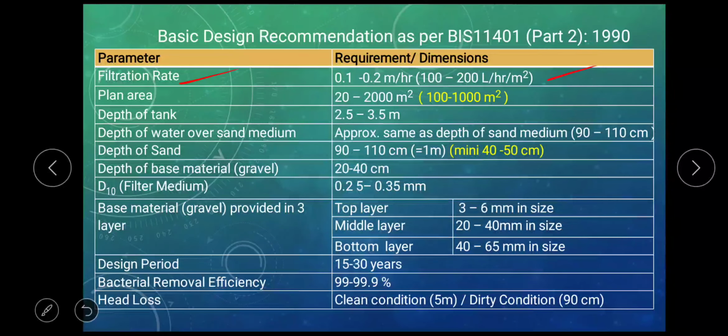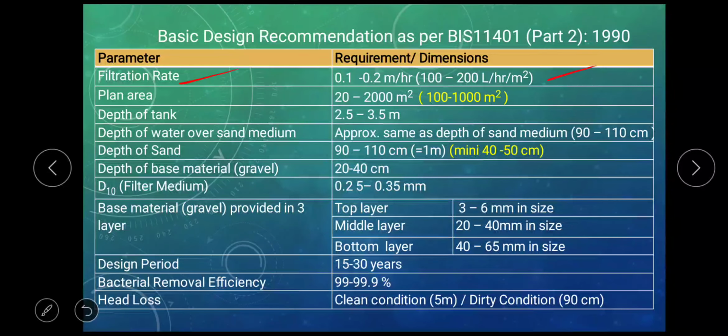Now this depth is provided in 3 layers: top layer, middle layer and bottom layer. The size of the material used in the top layer varies from 3 to 6 mm. The size of the material used in the bottom layer varies from 40 to 65 mm. The size of the filtering media will vary from 0.25 to 0.35 mm.